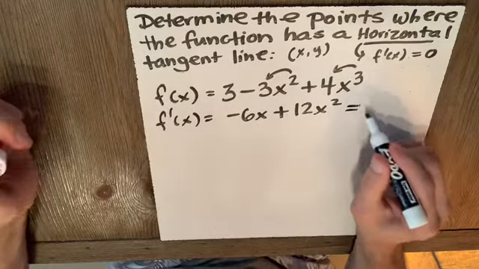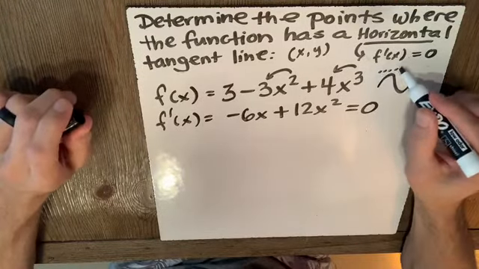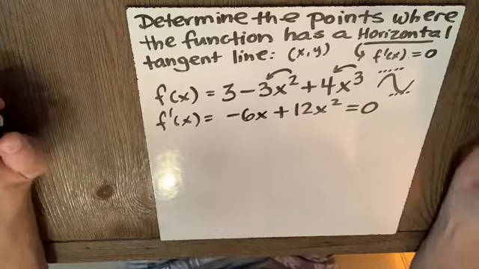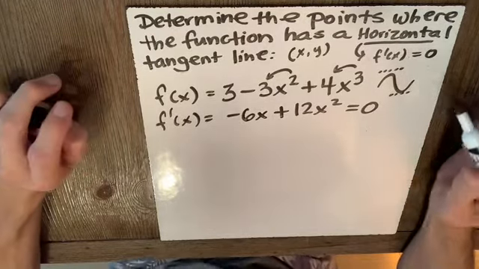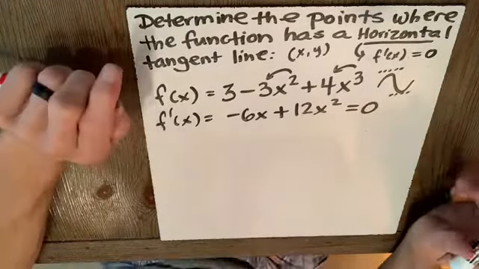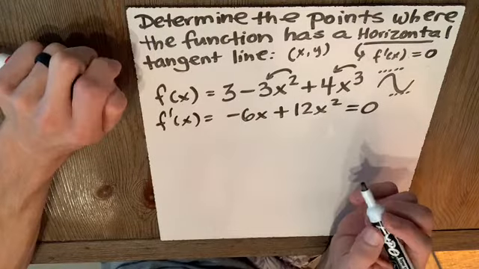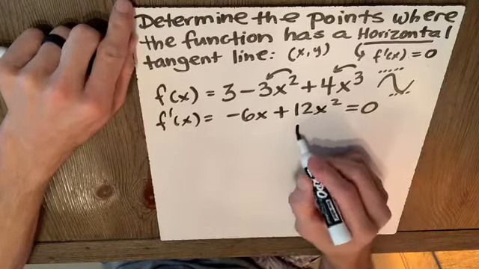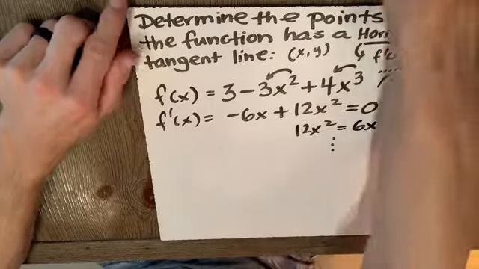If we set the derivative equal to 0, then if our function looks like this, notice we're looking for the max point or the min point. That's where our derivative or m tangent is 0. That means we have a horizontal tangent line. Tangent lines with slope of 0, we say the derivative is 0. Now, I've seen a lot of students over the years do something like this. Let's make this 12x squared equals 6x, and then they don't know what to do.